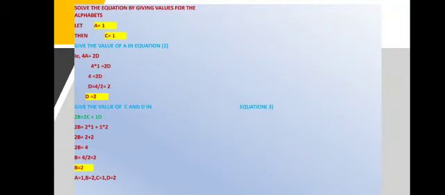A is equal to 1. B is equal to 2. C is equal to 1. D is equal to 2. Now what we have to do? Yeah, correct. We need to give these values in the first equation, the unbalanced equation. That becomes balanced after giving these values. So we'll see what will happen. You have to remember: A is 1, B is 2, C is 1, D is 2.